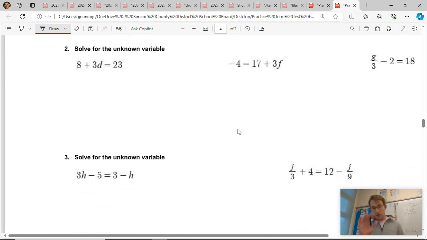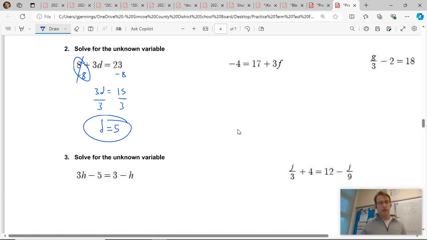With these ones, we're going to use inverse operations, but we have 2 steps to do. So if I want to know the value of d, this would be subtract 8 from both sides. Gives us 3d equals 15, because this is gone, it's 0. And now we divide. Okay, divide both sides by 3. D is equal to 5.